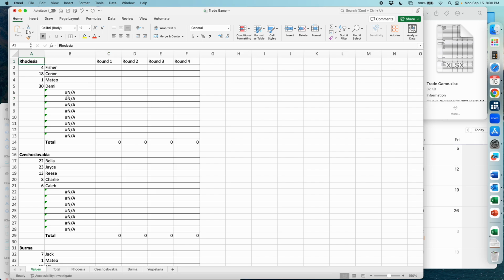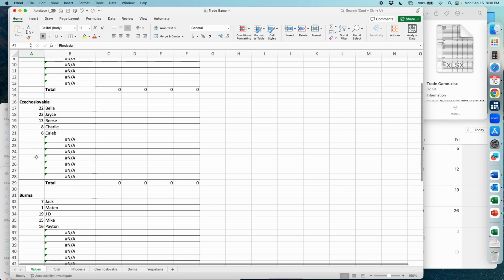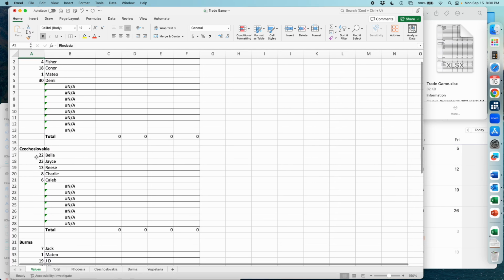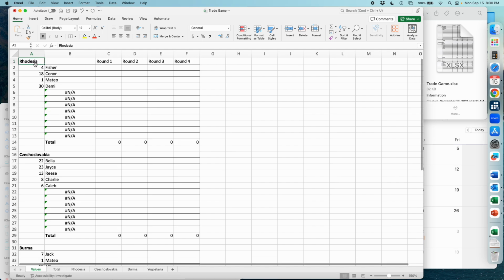I use what I call defunct countries, so countries that don't exist anymore and are called something else. So I use Rhodesia, Czechoslovakia, Burma, and Yugoslavia. So those are my 4 countries. So I basically figure out which students are in each country. Then I have some formulas in here. I have a spreadsheet that I also have up that just has their names with a number next to it.